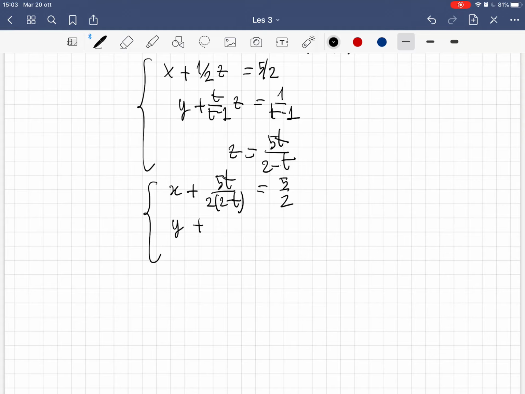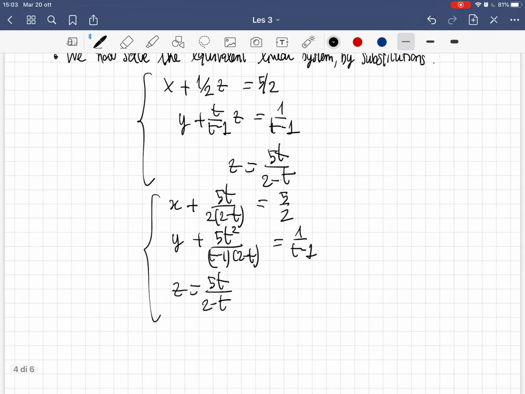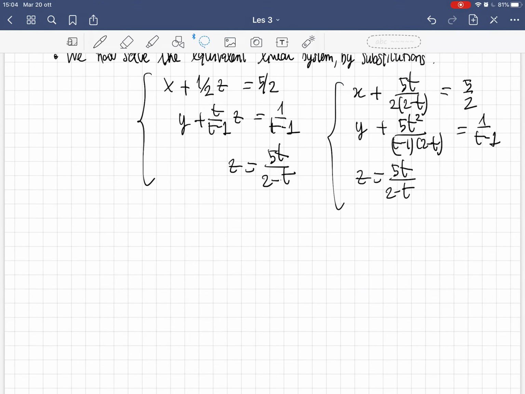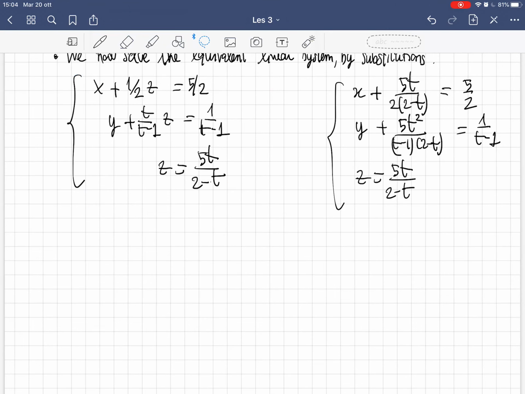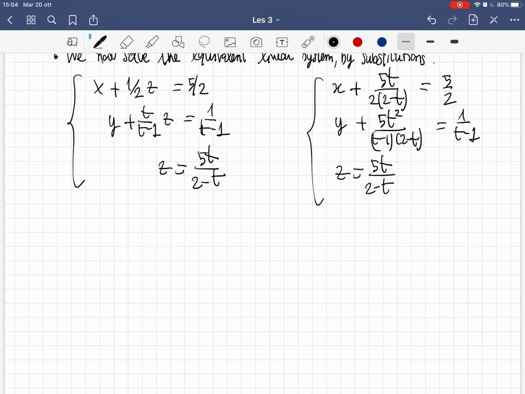Looks fine. So this is y plus 5t squared over t minus 1 times 2 minus t is equal to this. Well, it has to be a little longer here. Okay. So now you just compute. Let me just reorganize the space a little bit. Let's move it here and here. Well, just to save some space, don't worry. Unfortunately, you won't be able to do this on paper, but if you want. Okay, then you can find x is equal to 5.